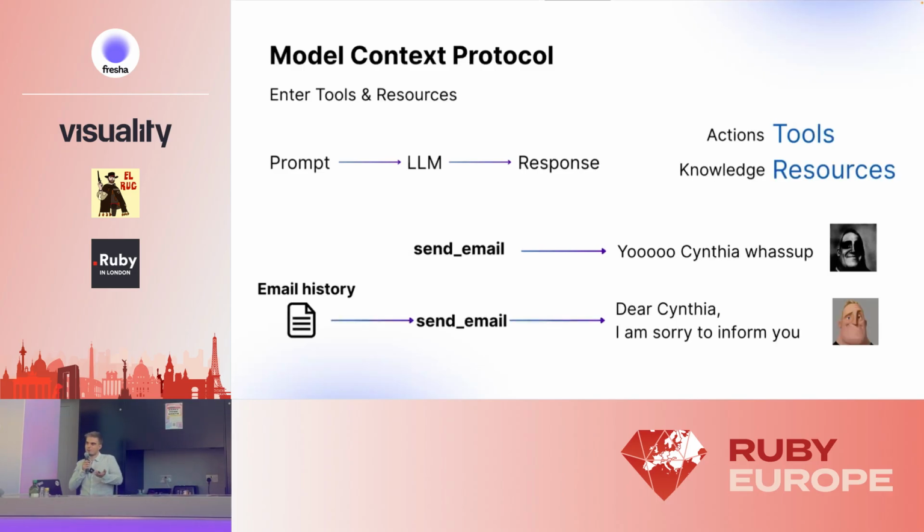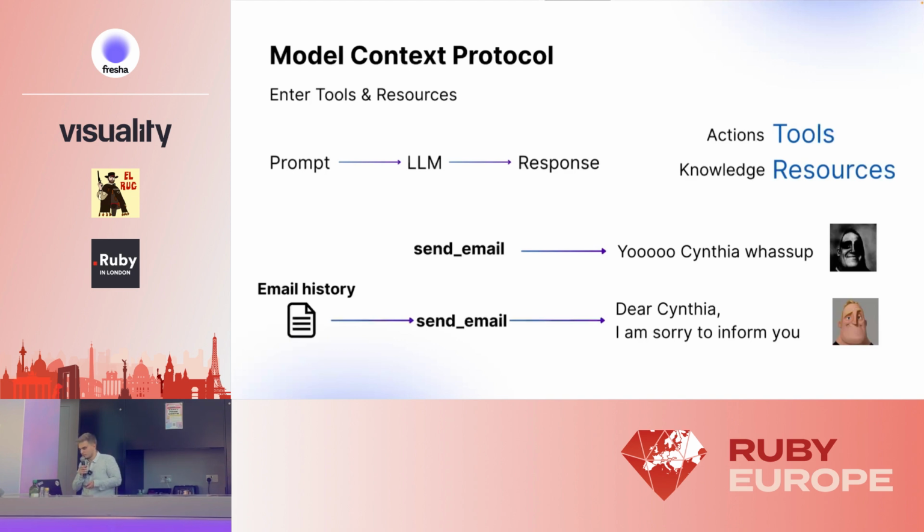But it had no other way of doing anything else because it's not part of its training data set that Cynthia is a very important prospect. It's nothing that you have given in the prompt, in the context. But if you have actions with tools, you can have knowledge with resources. In this case, you can expose a resource that says it's an email history. And if that LLM decides to fetch that resource, it will read your emails and know that Cynthia is a very important prospect, and it will formulate the email properly, dear Cynthia, I'm sorry to inform you, and now you keep your job.